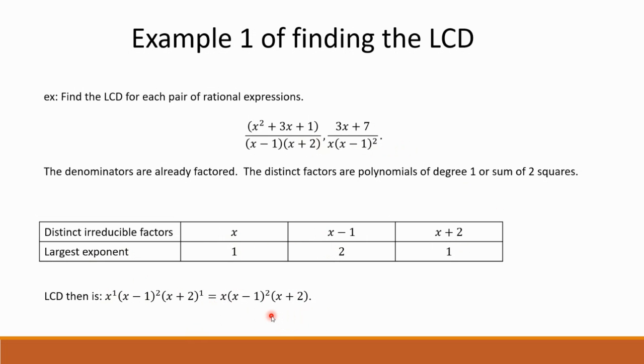Now, normally we would use the LCD to add or subtract these. What would have to happen is you would have to manipulate the fractions so that the denominators are the same. Again, you'll see that it's just like with rational numbers. Essentially what you do is you multiply top and bottom by the missing factors, whatever is missing, so that the denominators are the same.